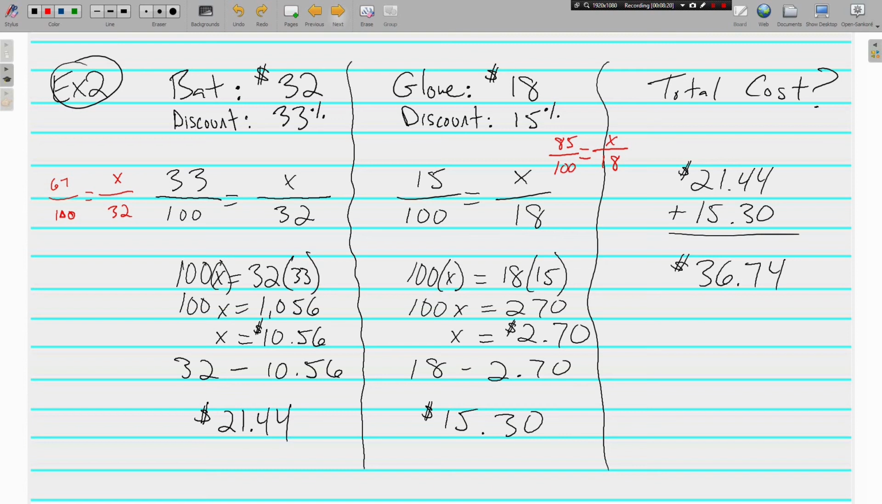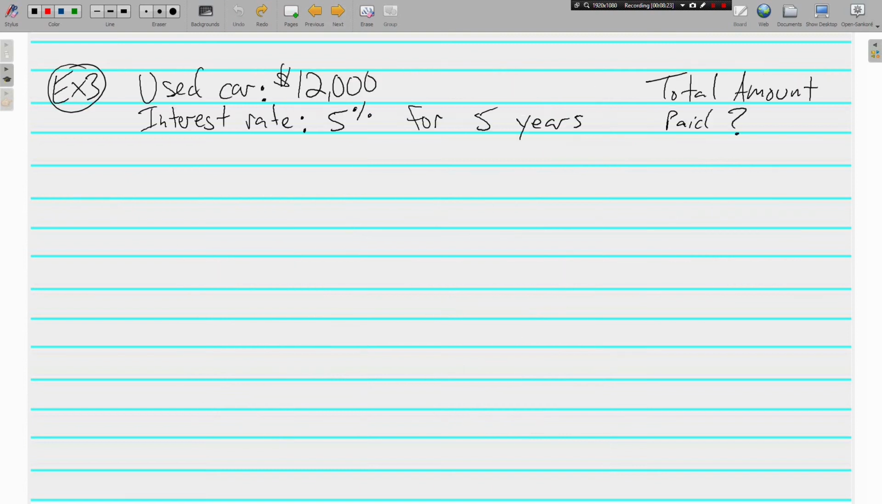Let's do one more of these together. This time we have a simple interest problem. Somebody's buying a used car for $12,000 and the interest rate is 5% for 5 years, and we are looking for the total amount paid for the car.